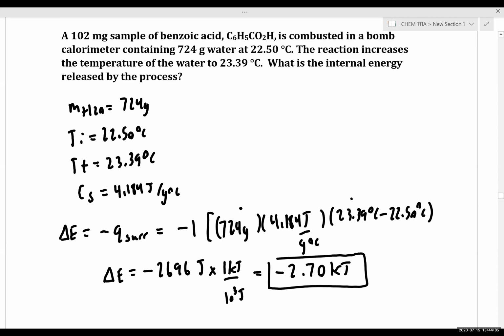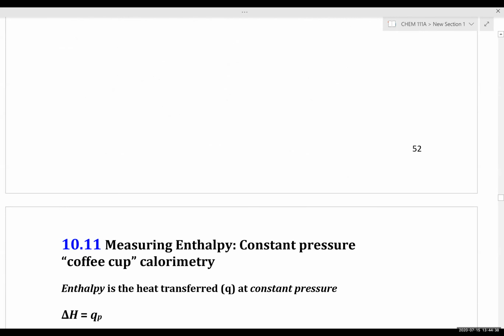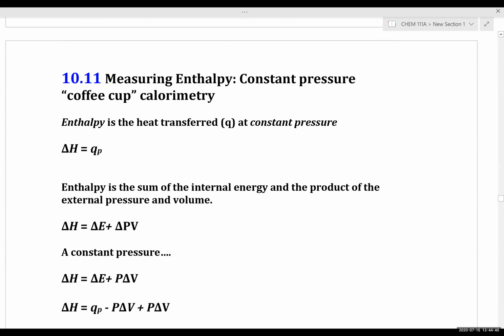Does this example make sense? The responses I saw in the chat and the setups I saw in the chat were perfect so far. Okay, if I don't see any other questions, let's continue on and let's talk about enthalpy.